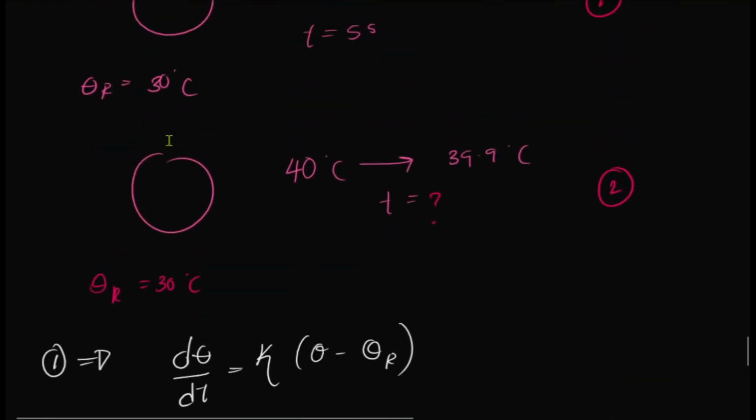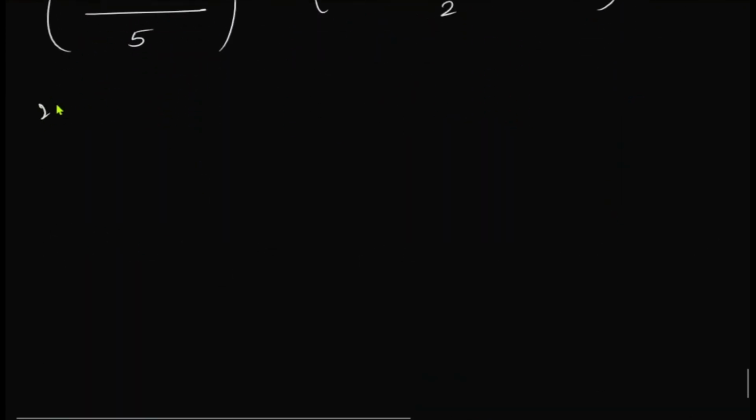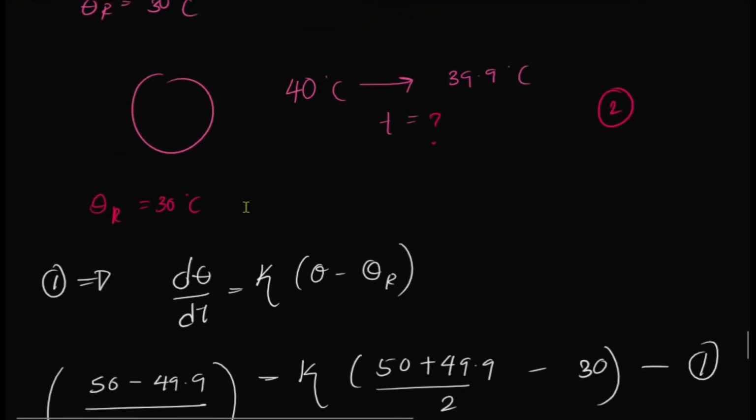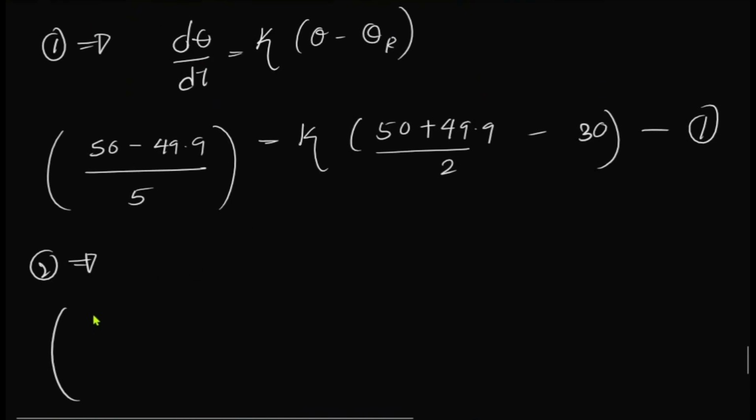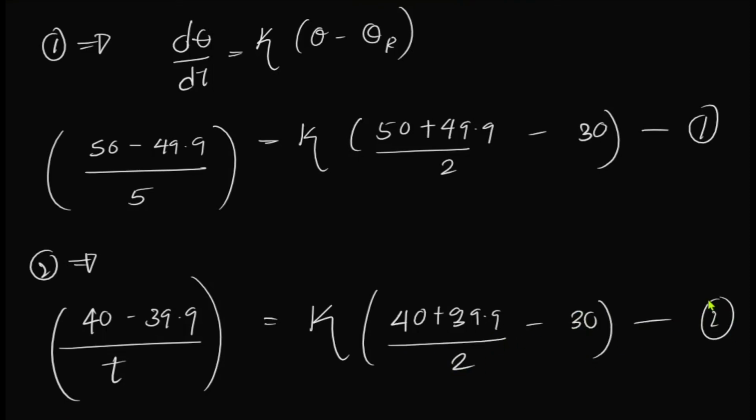Let us apply the equation for the second instance as well. In the second instance, of course, the temperature difference is 40 minus 39.9, over the time, which I do not know, equals k, that is a constant. What's the temperature of the object at that moment? We have to take it as the average, 40 plus 39.9 over 2, minus 30.